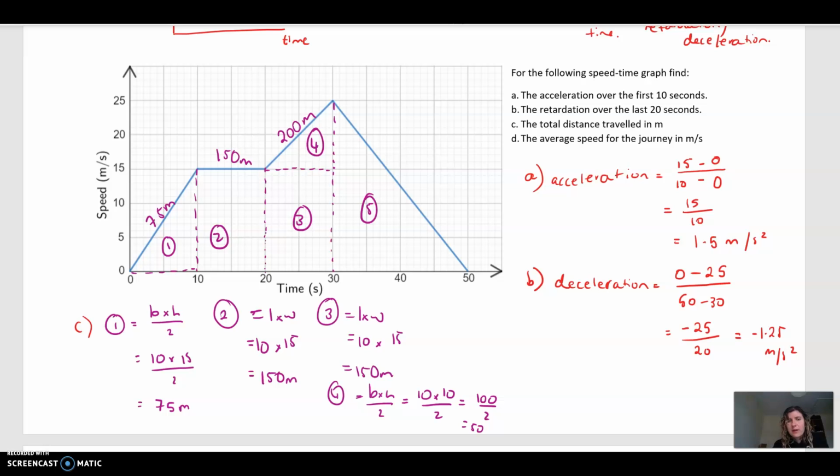The reason why this distance is so much bigger than these ones is because I'm going at a much faster speed here. My speed is between 15 and 25, so even though the space of time isn't very big, I'm covering a really long distance. All right, then the last bit, my fifth piece. It's another big triangle, so I've got base times height over 2. 25 is the height of the triangle, times 20 for the base, over 2.